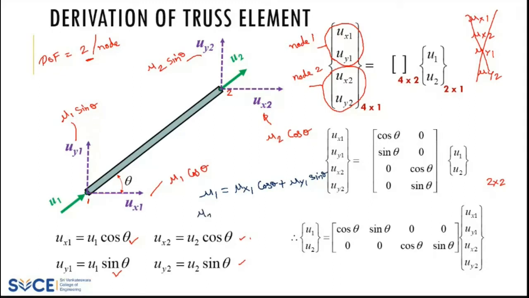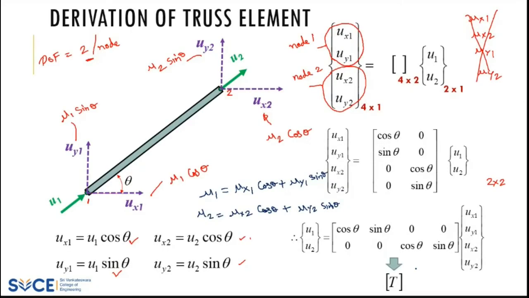Similarly, what is u2? u2 is ux2 cos theta plus uy2 sin theta. This is what I have written in the matrix form. Either you can consider this or you can take the transpose and you will get cos theta, sin theta, 0, 0, 0, 0, cos theta, sin theta, times ux1, uy1, ux2, uy2. To avoid confusion, let me call this the T matrix.